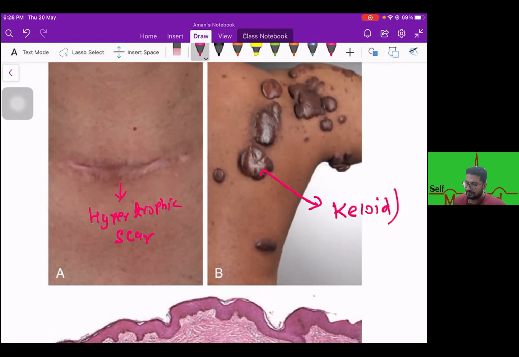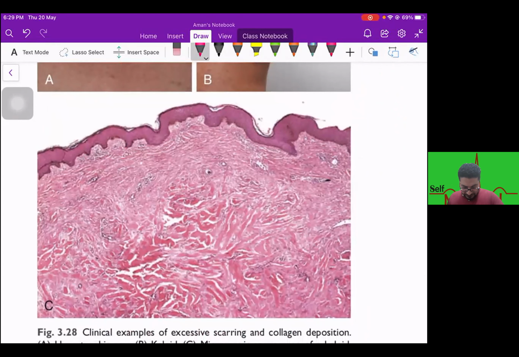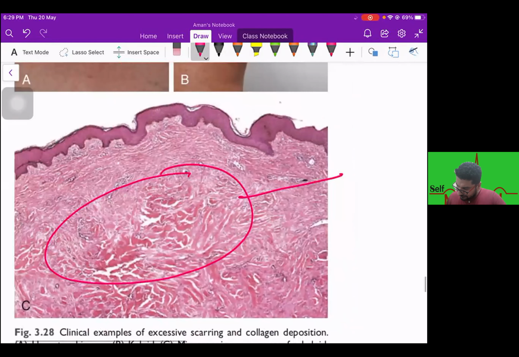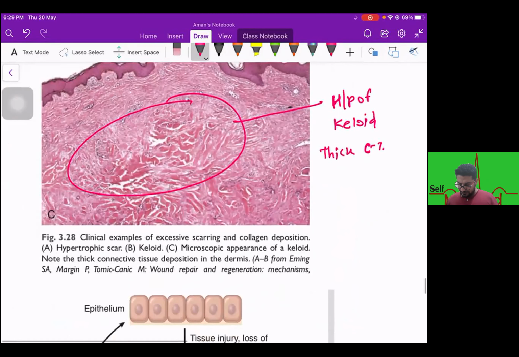So just by looking at the site, don't confuse. A keloid can occur anywhere. A hypertrophic scar will occur only at the site of the scar, right? This will be keloid and hypertrophic scar. If you see this keloid histology, you can see a thick connective tissue. These are the histopathology findings of keloid. You will notice thick or dense connective tissue.